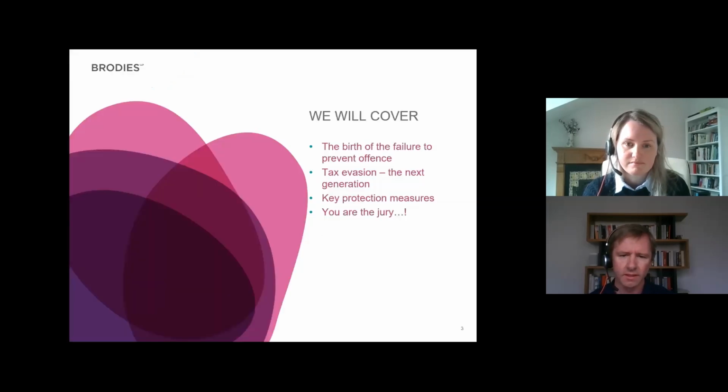So today what we're going to cover is the birth of the failure to prevent offence, look at the current version of that offence which is live, that's the tax evasion offence under the Criminal Finances Act. We'll give you some practical advice about key protection measures, and we'll come into that thrilling end point where you as the jury will get to make a judgment about the innocence or guilt of a company.